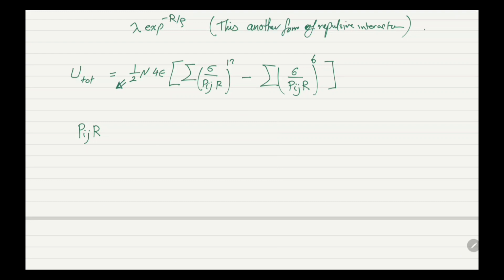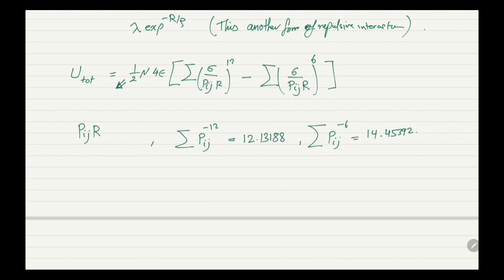For instance, the summation for Pij to the power minus 12 for the FCC structure is equal to 12.13188, and the summation of Pij for the same FCC structure, to the power minus 6, is 14.45392.